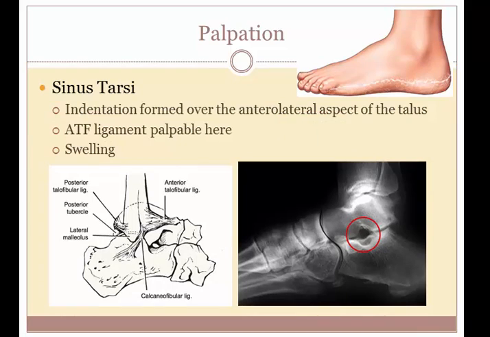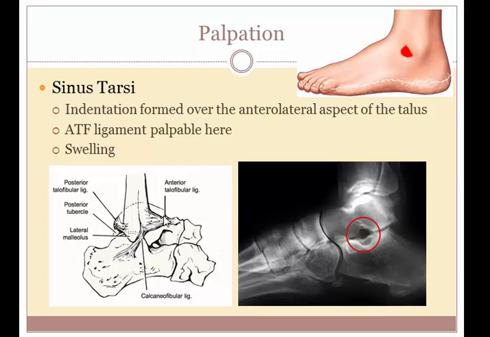The sinus tarsi is maybe the only spot that we haven't really talked about yet. You can find it if you look at this picture and see the lateral malleolus, which is the distal part of the fibula. This little indentation that you see right in front of the lateral malleolus is your sinus tarsi. If you palpate, it feels like an indentation. It's kind of an empty spot.